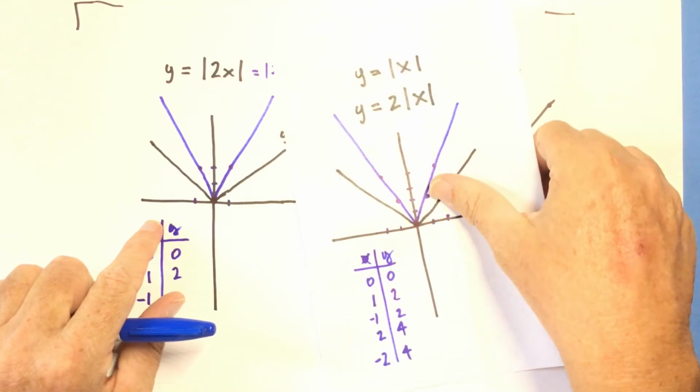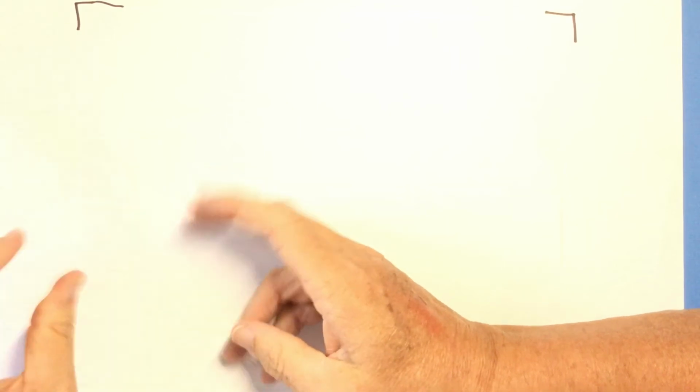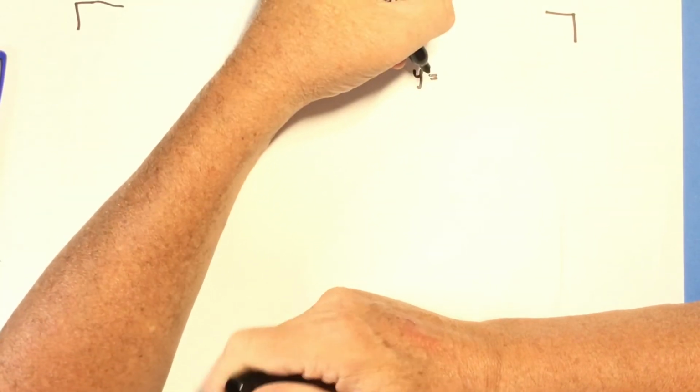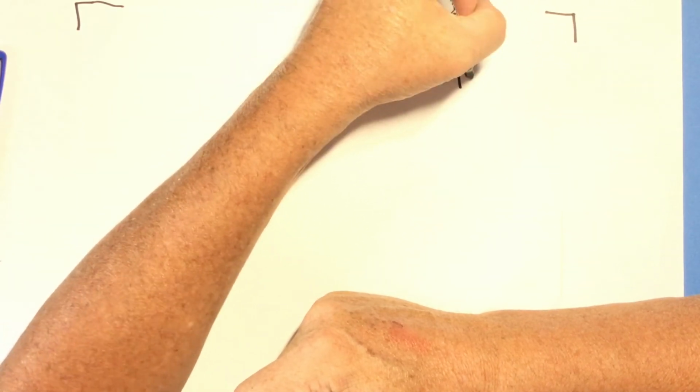Now, finally, one last item here. What if I have a negative outside the absolute value?